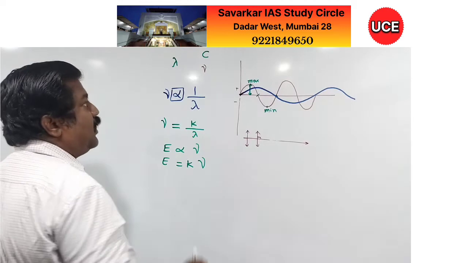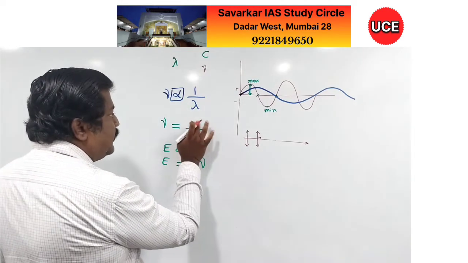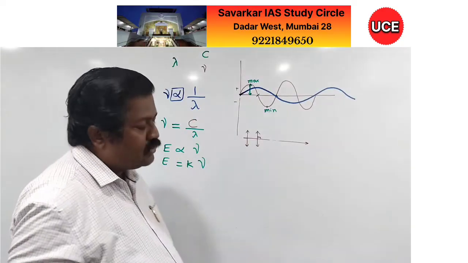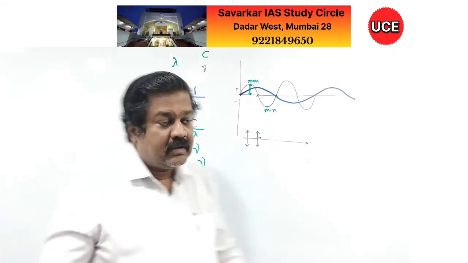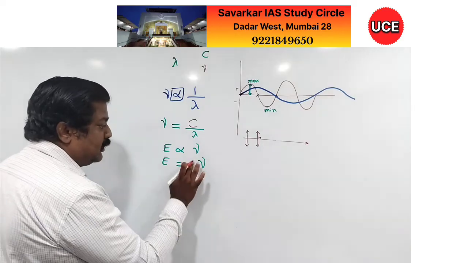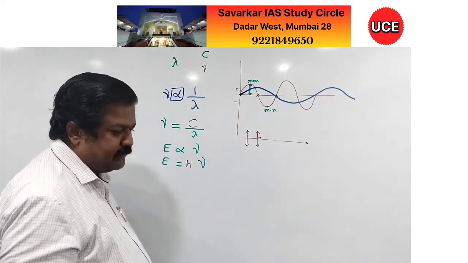We are aware the speed of light is denoted by the letter c. So right now I am changing this k to c. So nu is equal to c by lambda. Whereas here E is equal to, now this k is replaced by the letter h.